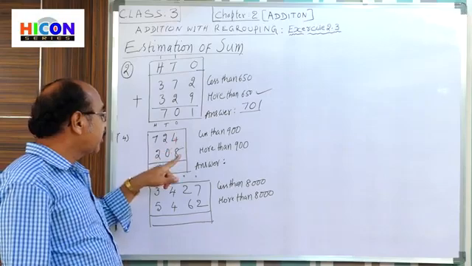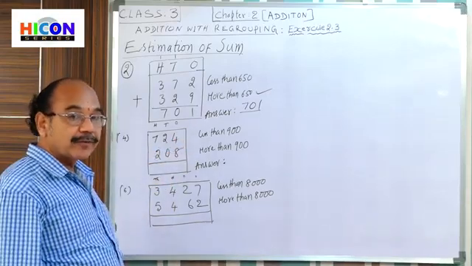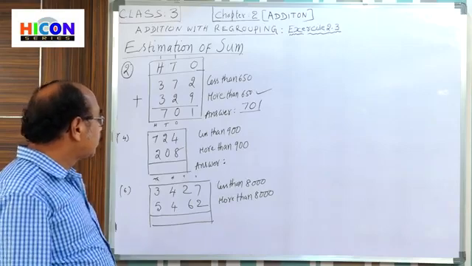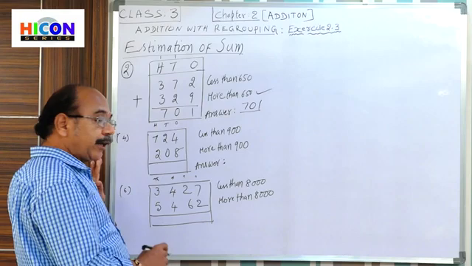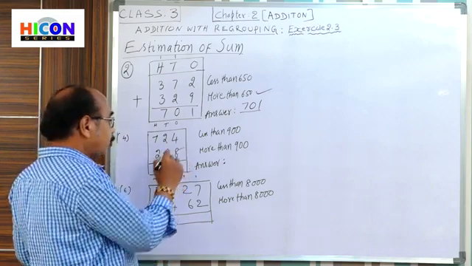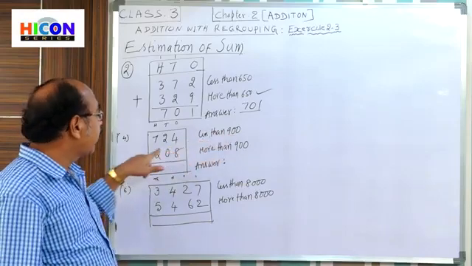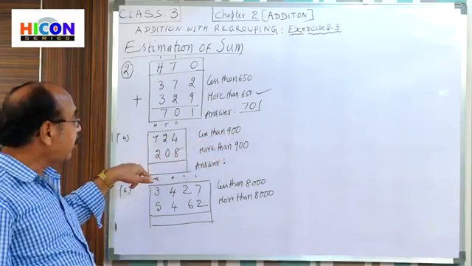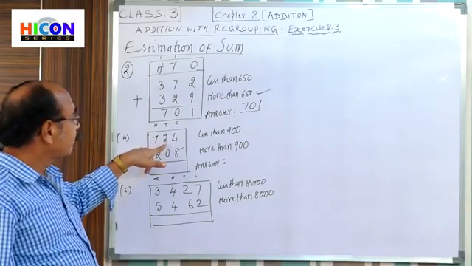Here 4 ones are there, here 8 ones are there. 8 plus 4, 12 ones are there. So, add now. How many hundreds are there here? 700 plus 200, 900s are there. Here 2 tens are there.